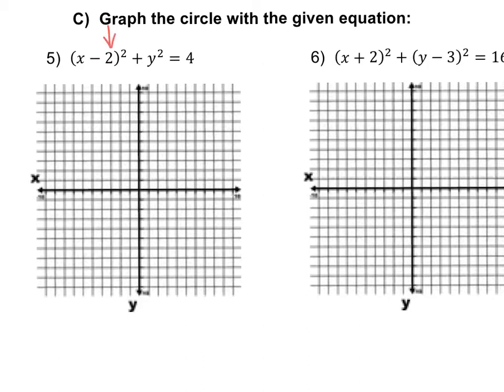Now what happens here? So you just have y squared. There's no number with the y. What could you assume would be your y value if there is no number with the y?